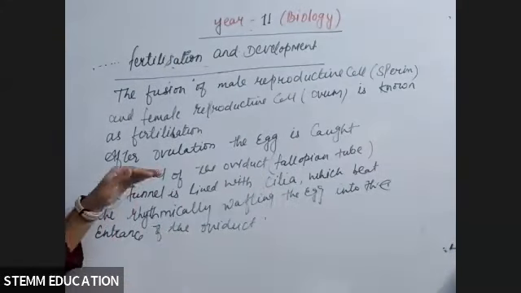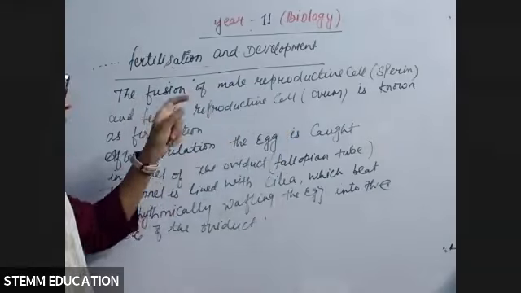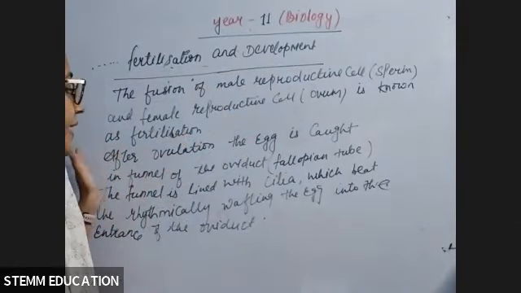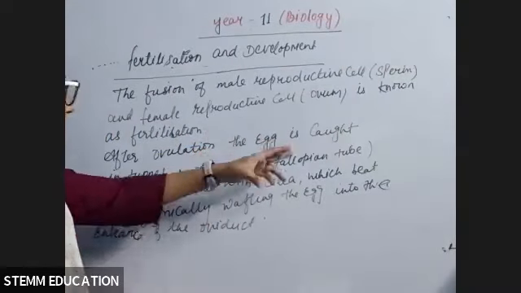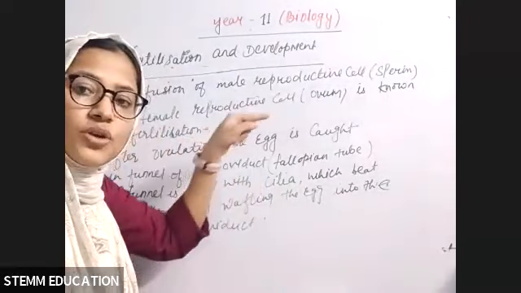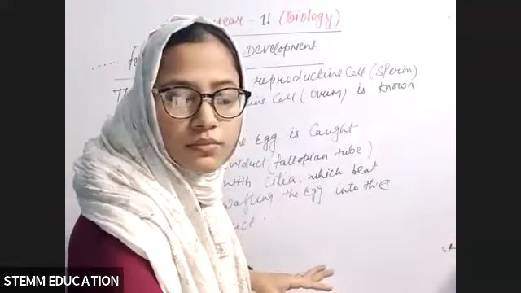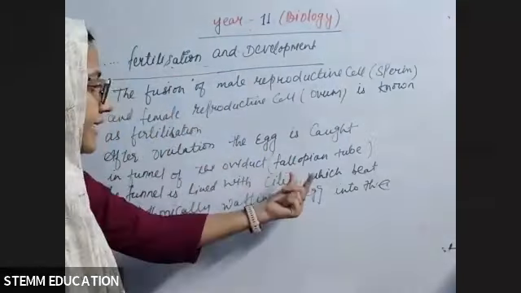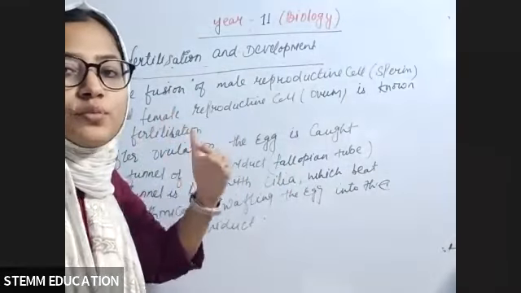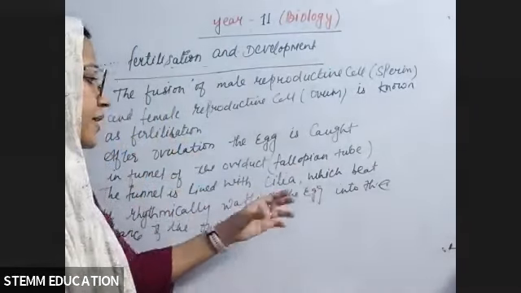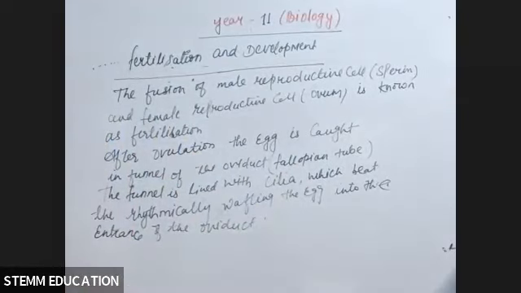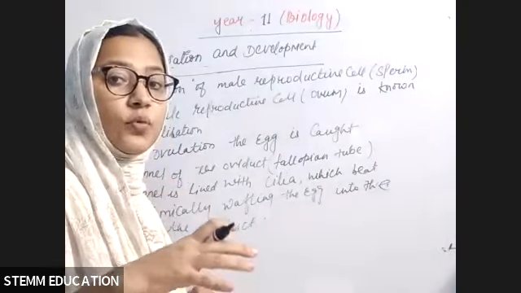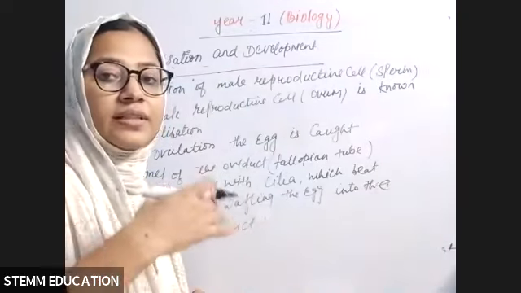So, what I said: the fusion of the male reproductive cell, which is sperm, and the female reproductive cell is known as fertilization. After ovulation, the egg is caught in the funnel of the oviduct. It means the egg travels from the ovary to the oviduct or fallopian tube, which is lined with cilia that beat in a kind of rhythmic wave, wafting the egg into the entrance of the oviduct. Very slowly, the egg is released from the ovary and travels through the oviduct.